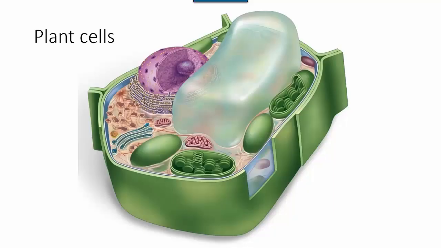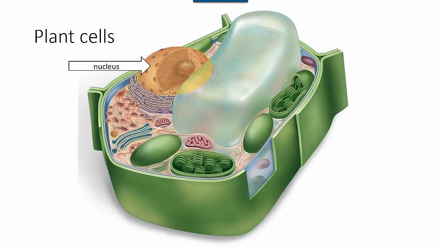The outermost covering of a plant cell is a cell wall made of cellulose. It provides the plant cell with structural support. Internal to the cell wall is the plasma membrane. It surrounds the cytoplasm and all its contents. Within the cytoplasm is a large nucleus that houses DNA.